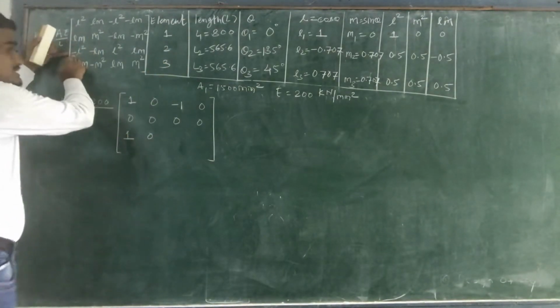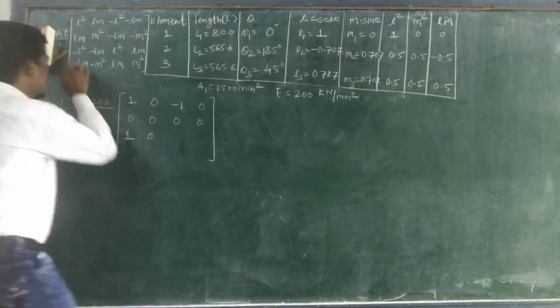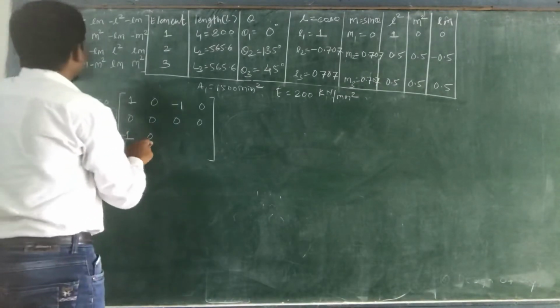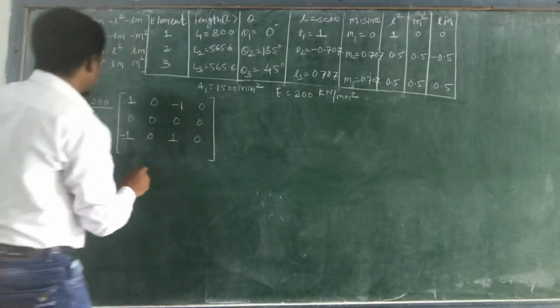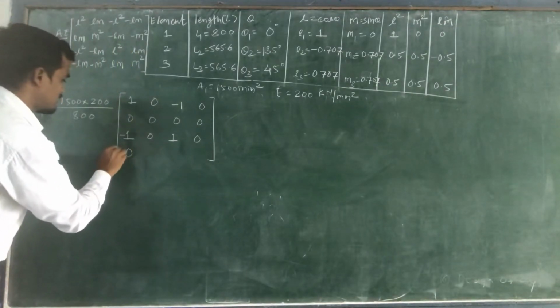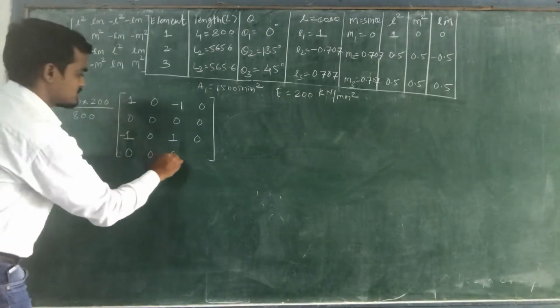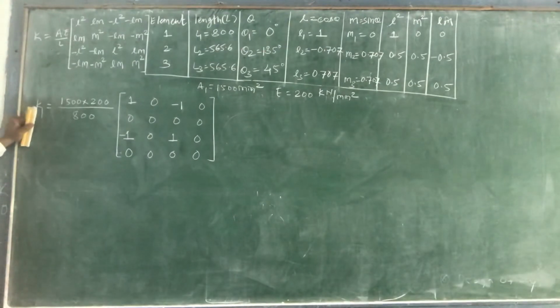Sorry. Minus L square. Here, L square is equal to 1, but it is minus, so it is equal to minus 1. Then L square is equal to 1. LM is 0. M square is also 0, LM is equal to 0, L square is also equal to 0. So in this way, you will get the first elemental stiffness matrix.